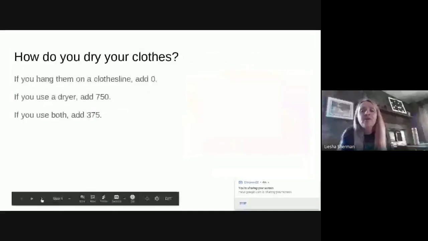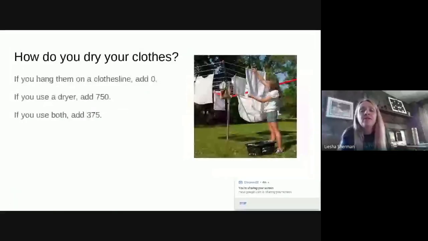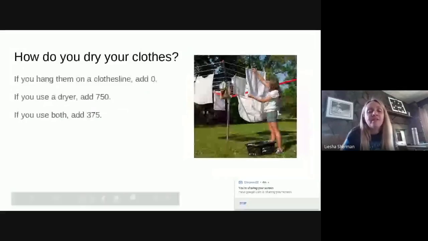How do you dry your clothes? If you hang them on a clothesline, add 0. If you use a dryer, add 750. If you use both a clothesline and a dryer, add 375.